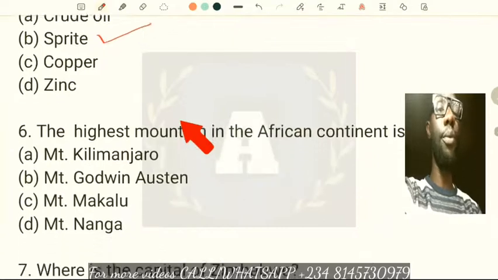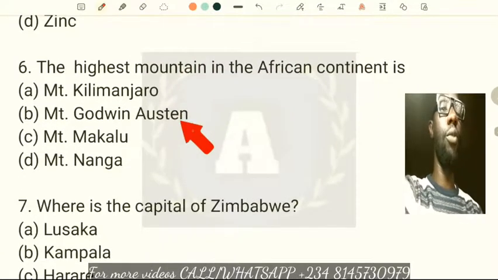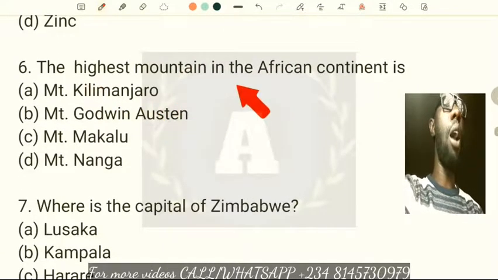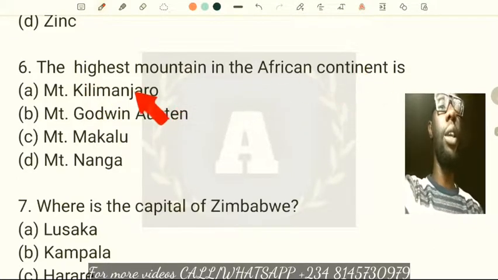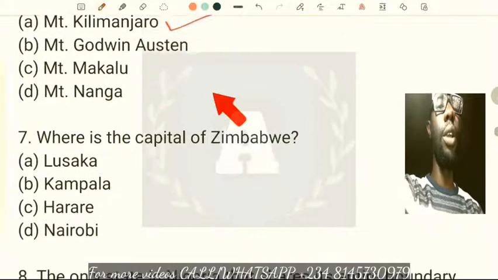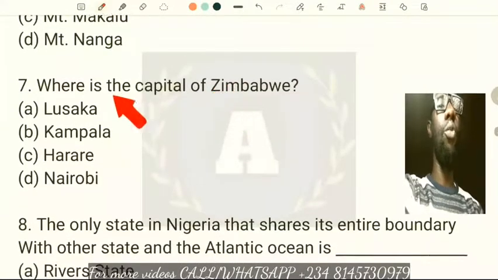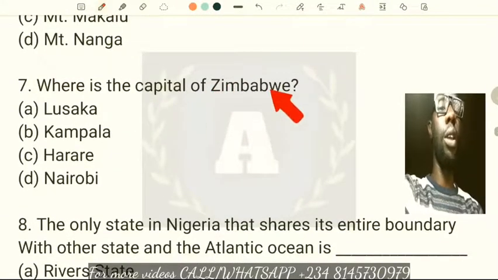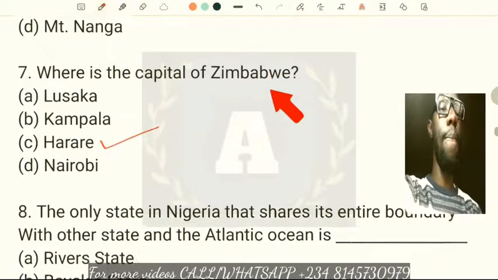So now quickly move to the next question, which says, the highest mountain in the African continent is, we have Kilimanjaro, we have Mountain Godwin Austen, we have Mountain Makalu, we have Mount Nanga, and the answer is the mountain Kilimanjaro. Now we have this question, where is the capital of Zimbabwe located? The answer is Harare. All right.